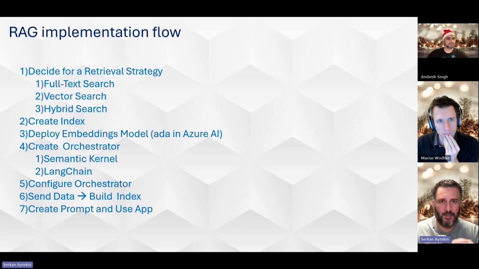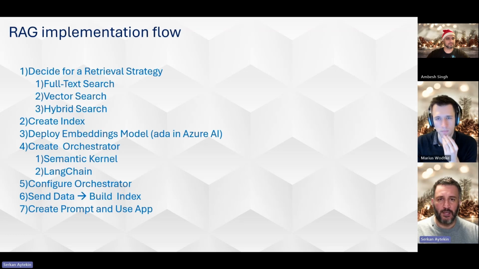It means that we implemented or created our orchestrator, and we also have to say which is your AI model, which is your embeddings model, and which is your AI search component. It should also know which component we have configured for that. Then we have to send the data, build our index, create a prompt, and use the application. I have also created a demo.